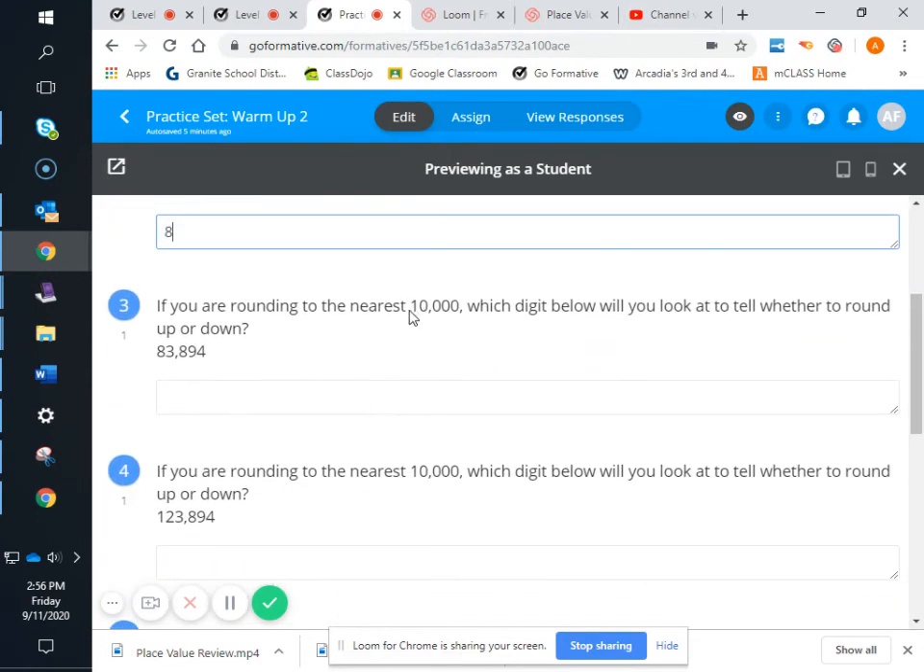Now we're going to round to the nearest 10,000, and you just need to type the digit that's going to tell you to round up or down. So ones, tens, hundreds, thousands, 10,000s. That means this 3, one to the right of it, would tell you to round up or down.